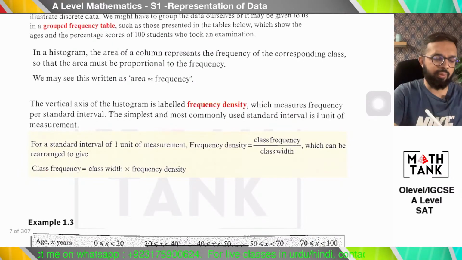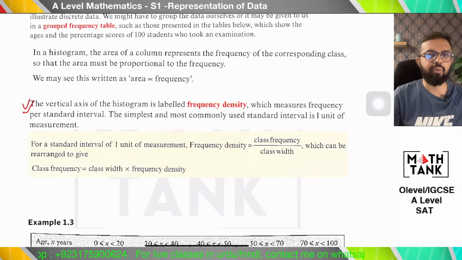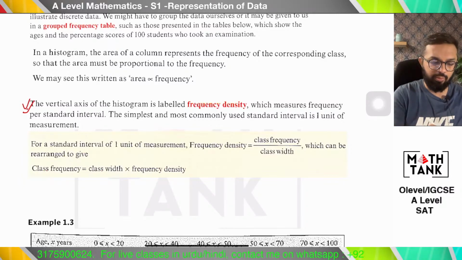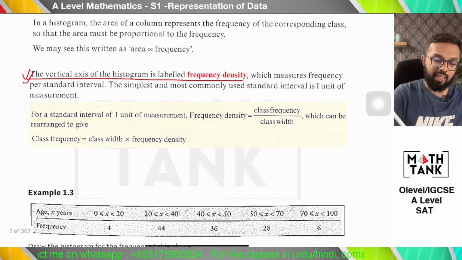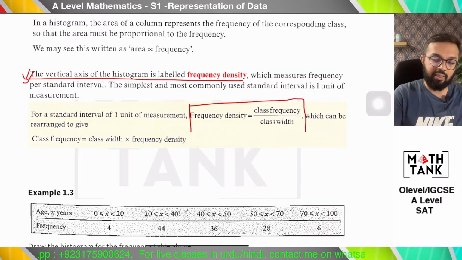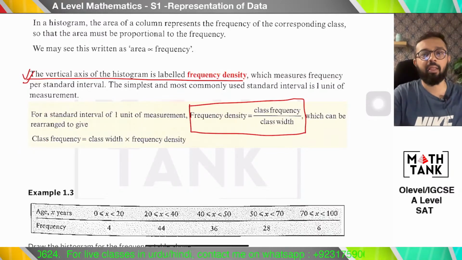This is what I want you to notice, that the vertical axis of the histogram is labeled frequency density, which measures frequency per standard interval. Okay, the simplest and most commonly used standard interval is 1 unit of measurement. You don't need to worry about this. You need to worry about the first sentence. The vertical axis of the histogram is labeled frequency density. Frequency density is calculated as frequency divided by class width. That is something that you also do in O levels again.